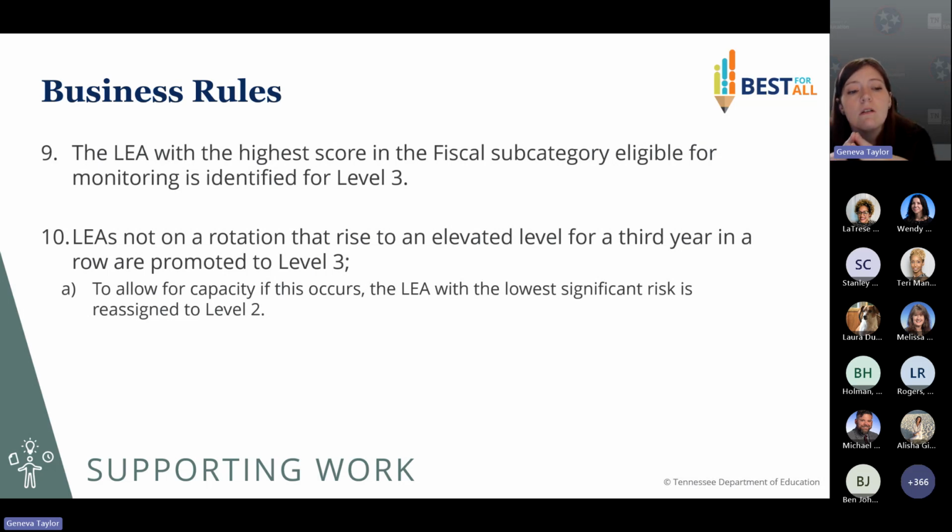For LEAs that are not on a rotation, so not our state run schools or state agencies, if you rise to an elevated level for a third year in a row, so you keep getting level 2 and it looks like you're going to be level 2 again, we go ahead and promote you up to level 3 so that we can have those in-person discussions. We can discuss what the trends might be that are causing that risk to stay elevated and hopefully reduce your risk, get you back down to level 1, and not see that risk return in future years.